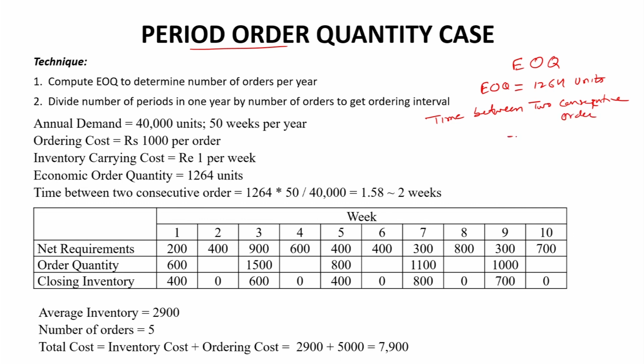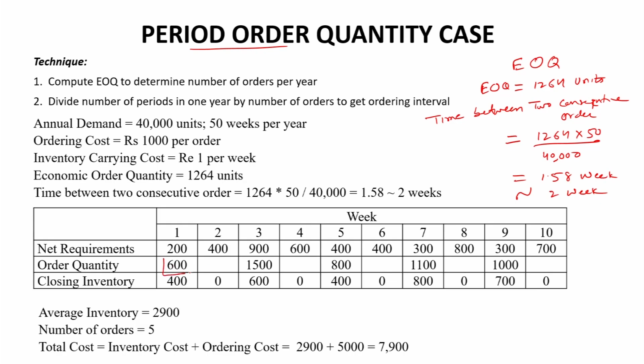Orders is equal to 1264 into 50 weeks divided by 40,000 is the requirement. So, this turns out to be 1.58 weeks. We can average it to 2 weeks, or we can convert it to days also, because our planning is on a weekly basis. So, every 2 weeks we will place the order.